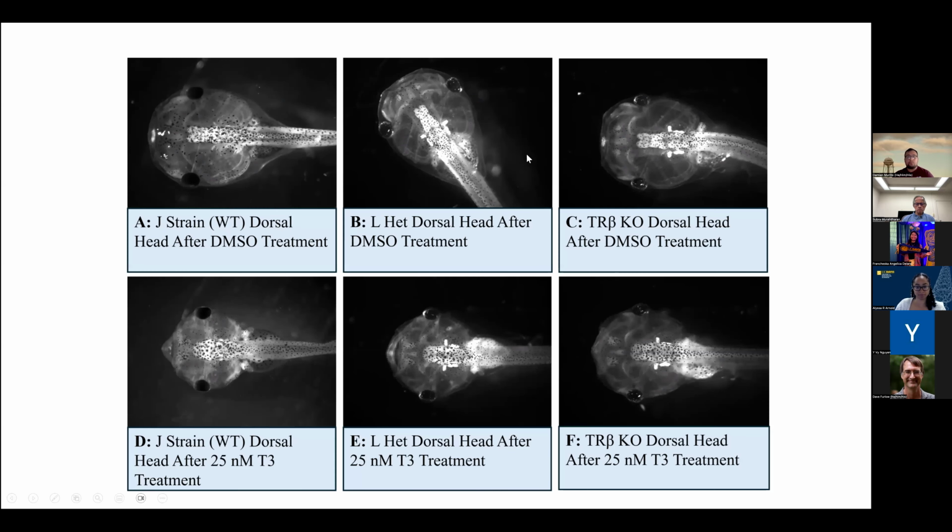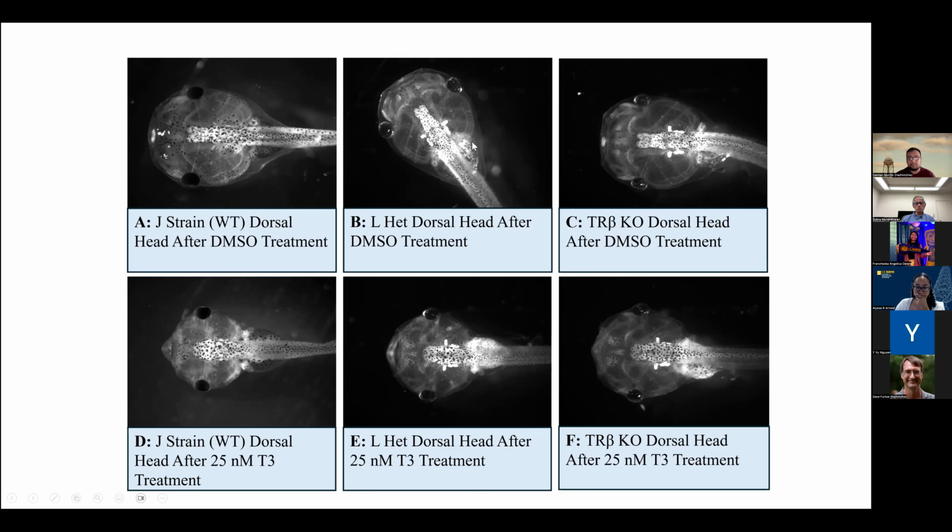And so with our 1 week assay, this is kind of what we were looking at. One of the things that we look at is the head area. J strain is what we consider our wild type. It's a highly inbred line of these animals, so they're going to have both the L and the S alleles. This is our wild type and our DMSO treatment, which is just our vehicle control. This is the L het animals and DMSO treatment, and then our knockout animals. They all look the same, which is what we're going for.